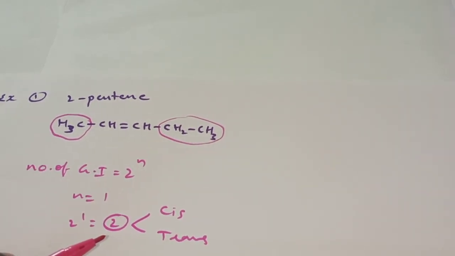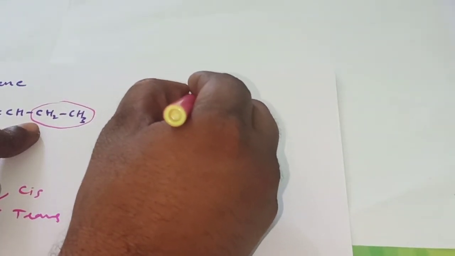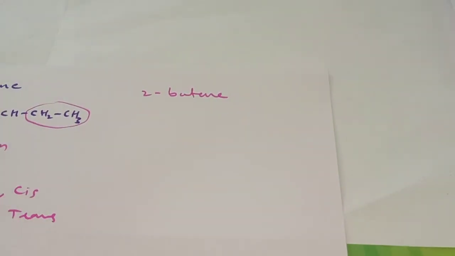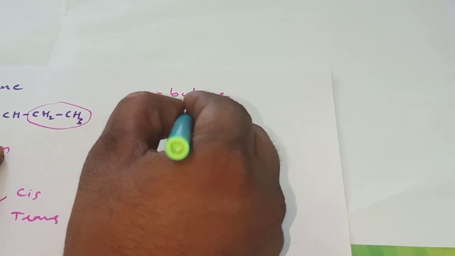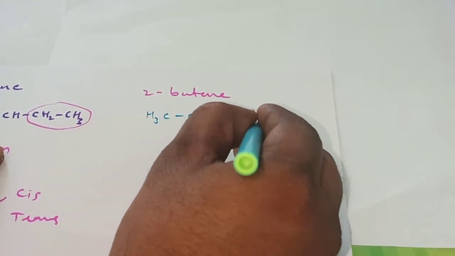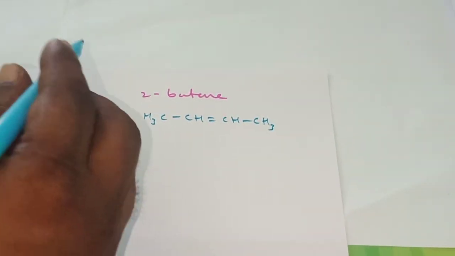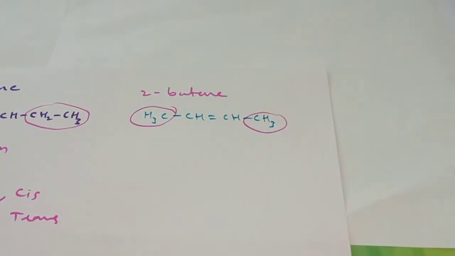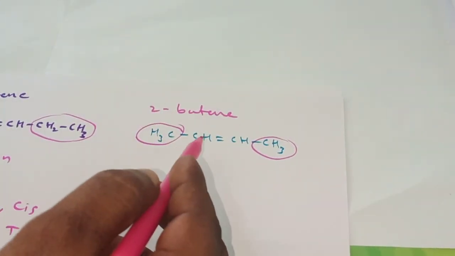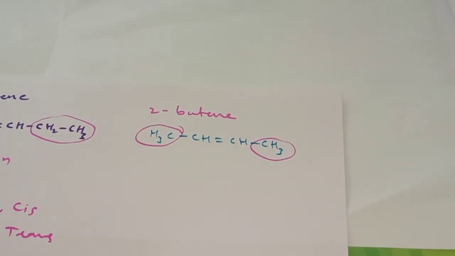Let me give you one more example. Suppose you take 2-butene. How do we calculate the number of geometrical isomers here? Just write its structure: CH3, CH double bond CH, CH3. Write the structure to understand the kind of ends correctly. Here one methyl group is there, and here one methyl group is there. Both the ends, meaning the groups present on the double bonded carbons, are the same.